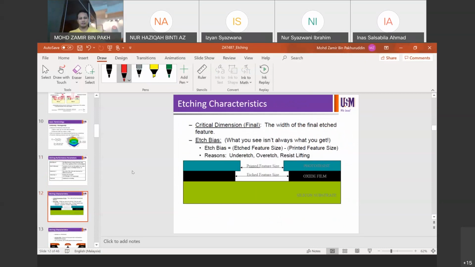Kalau DICD is for litho process. Kalau etching kita panggil apa? WCD lah. What's the CD that we call? The DICD versus FICD. Yes, good. FICD, yeah, Final Inspection CD.